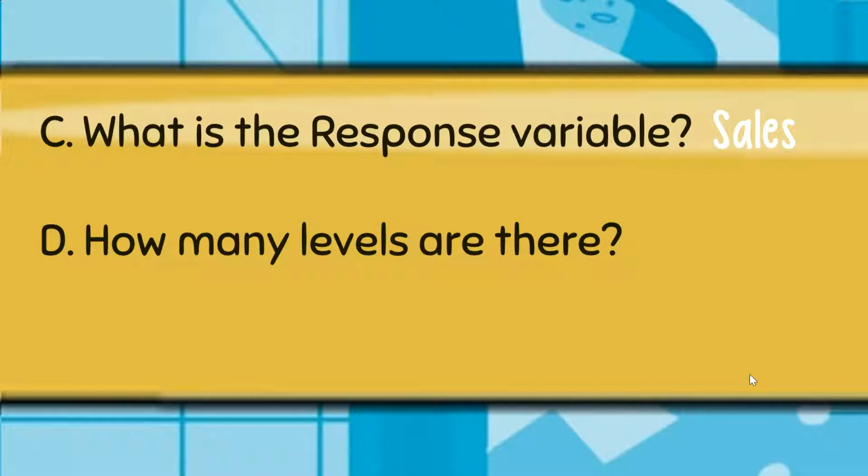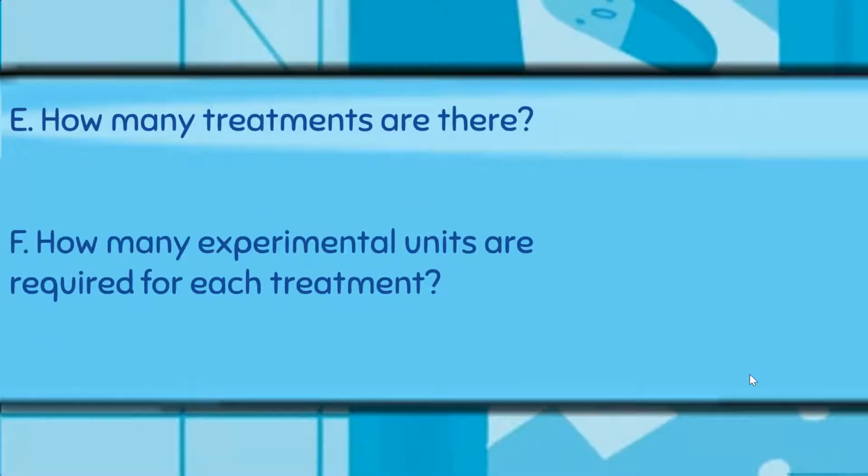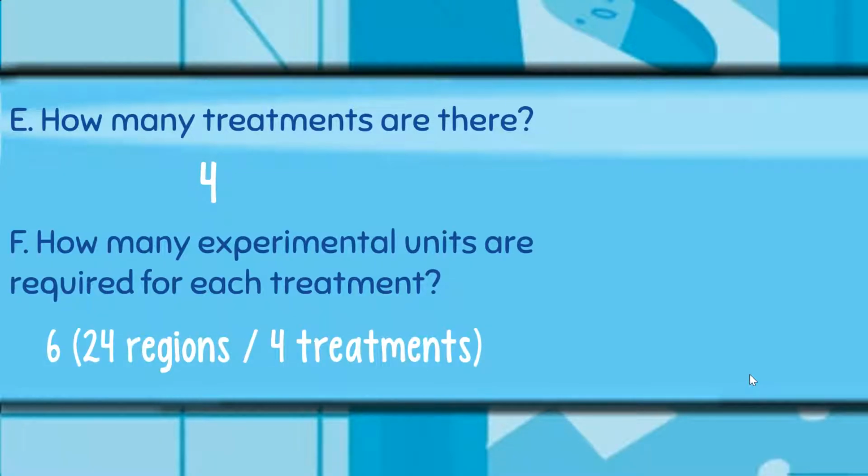How many levels are there? This one's going to be a little tricky, but hopefully you have a 2 by 2 because the advertisements were TV or radio and presentation was box or shrink wrap, which launches us into how many treatments? You should have said 4. How many experimental units are required for each treatment? Well, if you have 4 treatments and 24 market regions, hopefully with a little simple math you said 6.